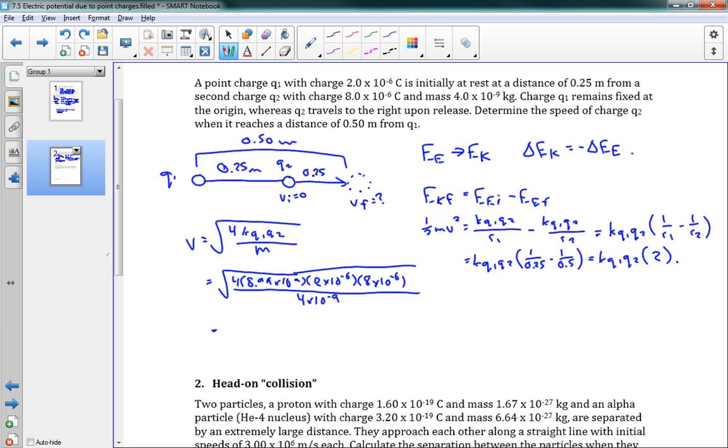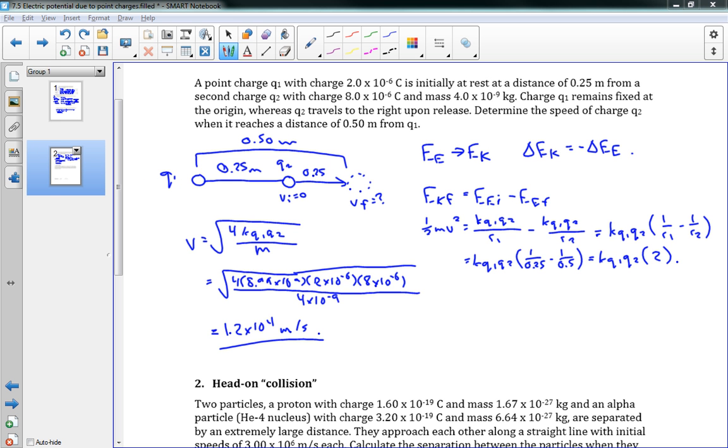And let's see, if you put that all into the calculator, you should get a value of 1.2 times 10 to the 4 meters per second. Okay, so there we go.